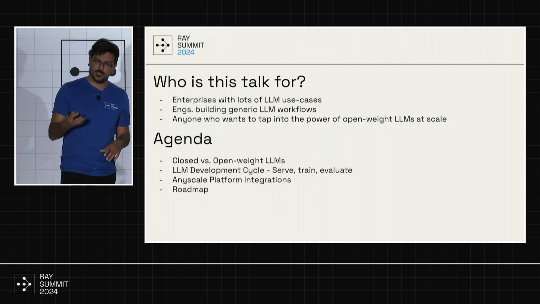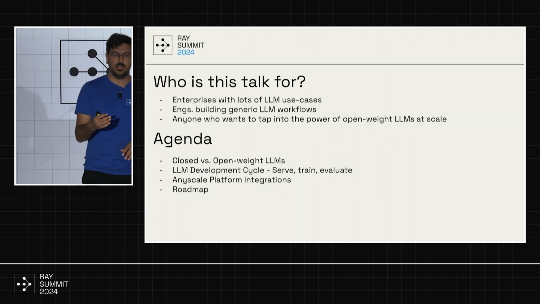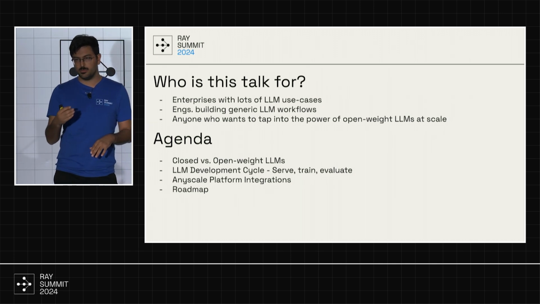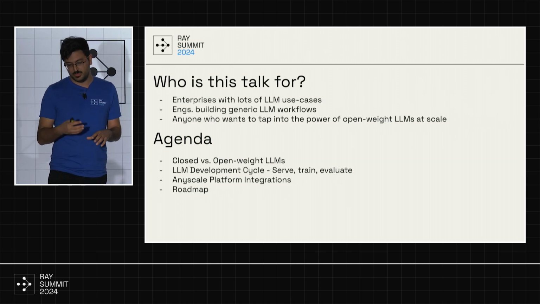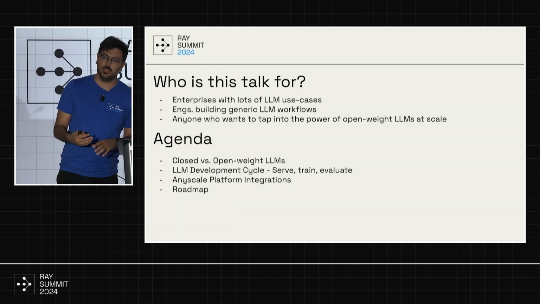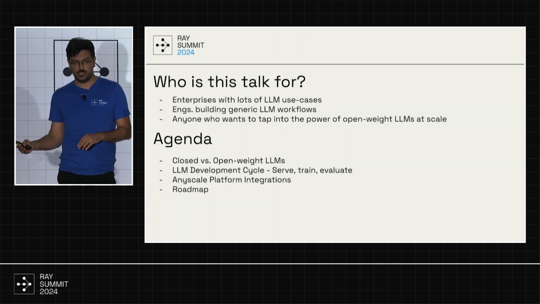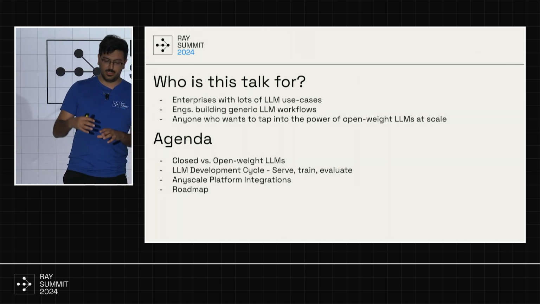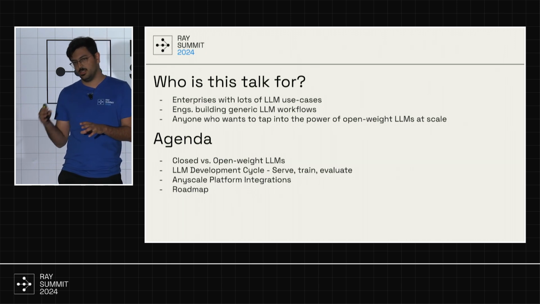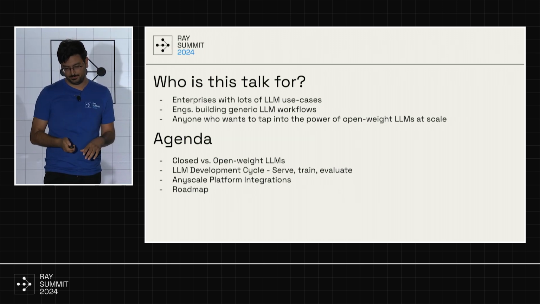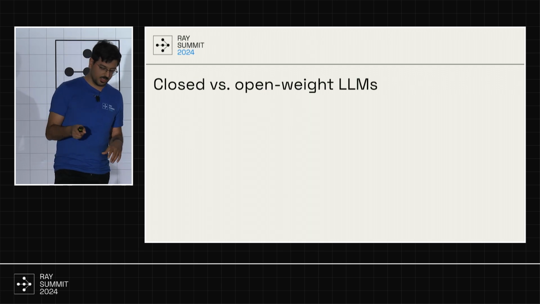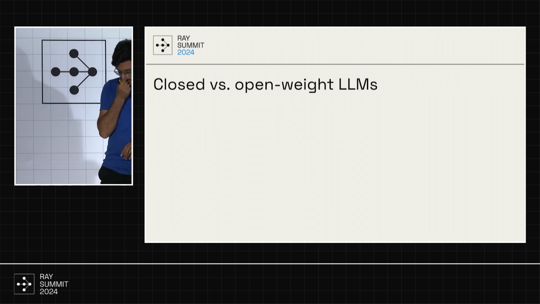To give the talk a little bit more structure, I'm going to start by discussing how we think about closed versus open weight LLMs, and how you should think about strategizing around the developments there. I'm going to talk about the LLM dev cycle a little bit, how we offer serving, training, and evaluation solutions around this. And last, I'm going to talk about Anyscale platform integrations and the roadmap ahead. So let's start by talking about closed versus open weight LLMs.